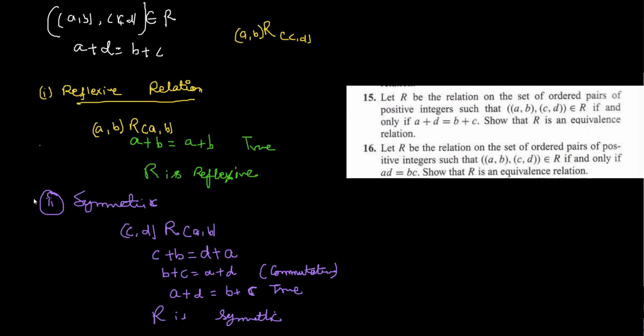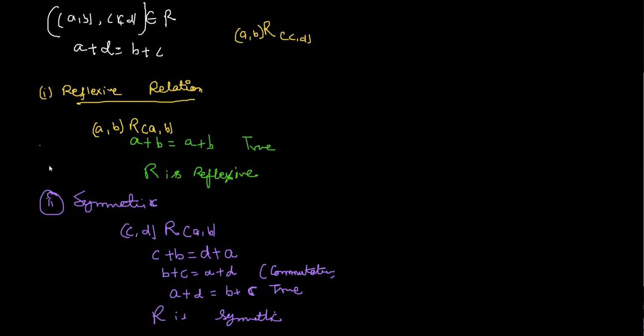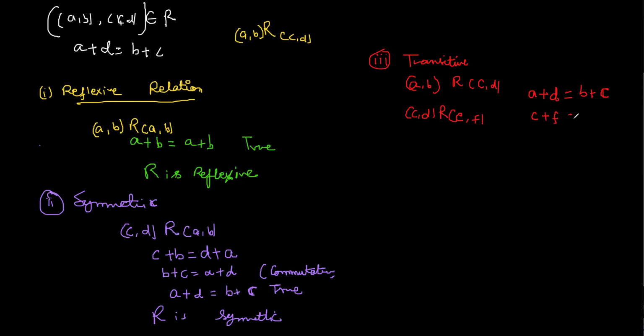Now we will prove for transitive relation. A comma B belongs to R with C comma D. It means what? A plus D is equal to B plus C, right? C comma D belongs to R, let's suppose E comma F. So C plus F equals D plus E.